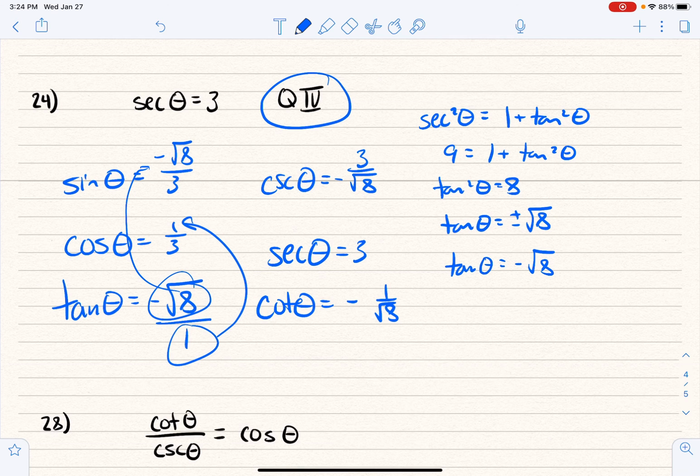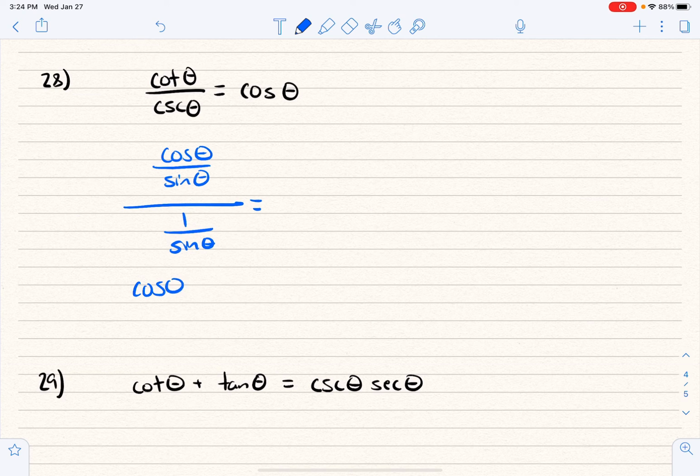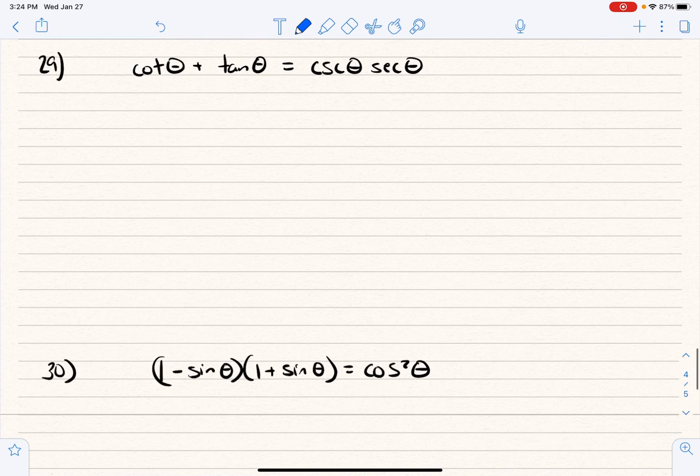All right, last 2 problems, the trig identity problems. Couldn't get any easier. What is cotangent theta? Cotangent theta is cosine theta over sine theta. What is cosecant theta? 1 over sine theta. With these, you've got to be able to flip and then multiply. So you get cosine theta over sine theta times sine theta over 1. When you do that, these cancel out, and you're left with cosine theta equals cosine theta. And for this one, you've got cotangent theta plus tangent theta.